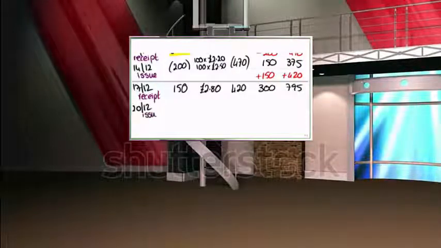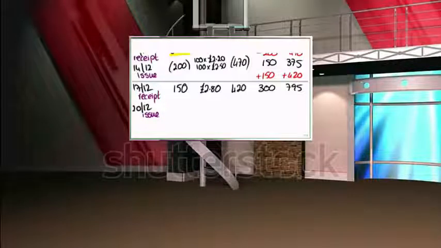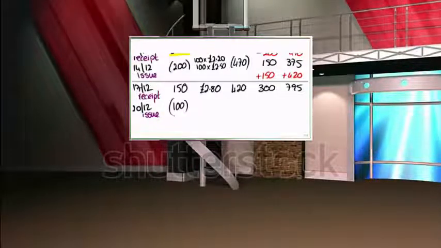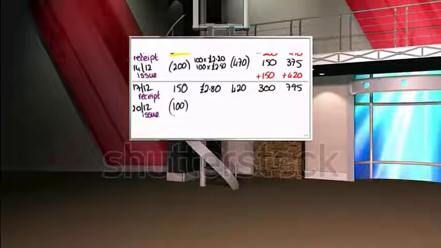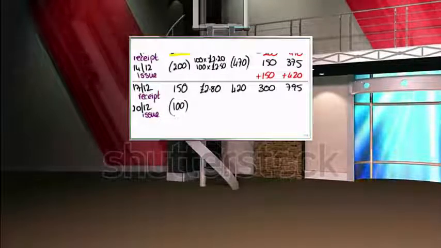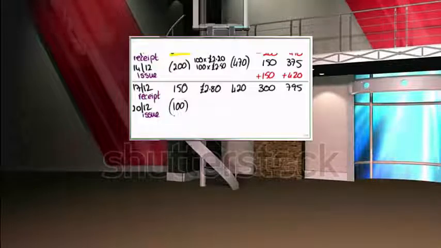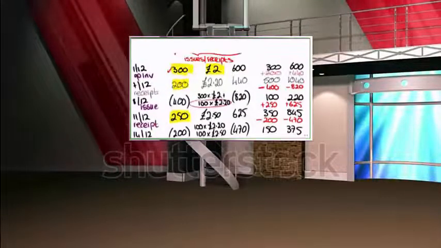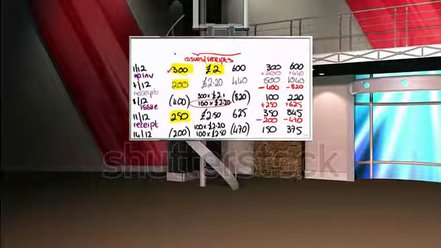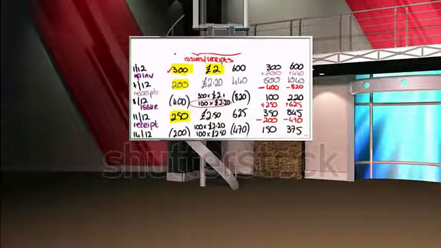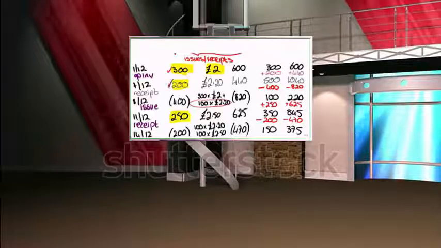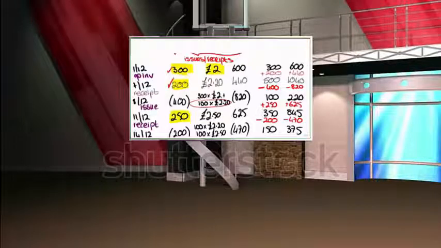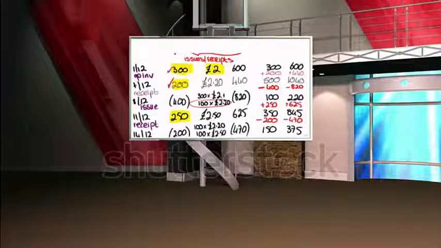So we have our final issue, 100 units. And what value will we be placing on that issue? Well, let's have a look back. What is our oldest available material? We already issued our opening inventory in full. We have also issued the 200 units we purchased on the 7th in full, so they're gone.